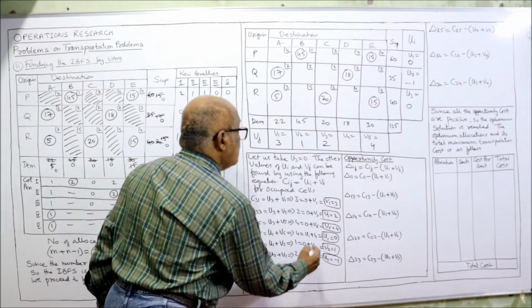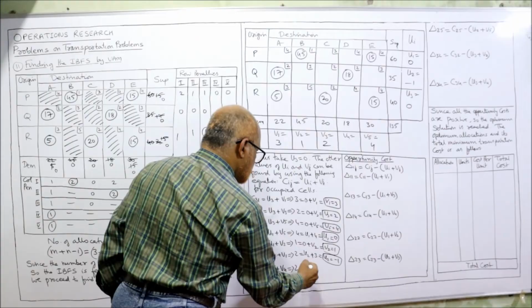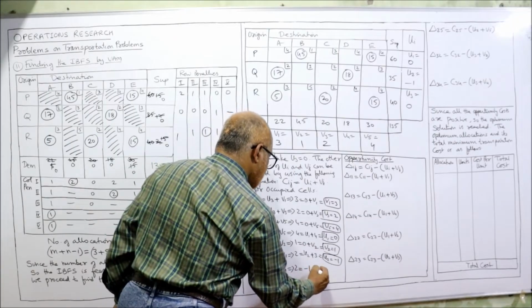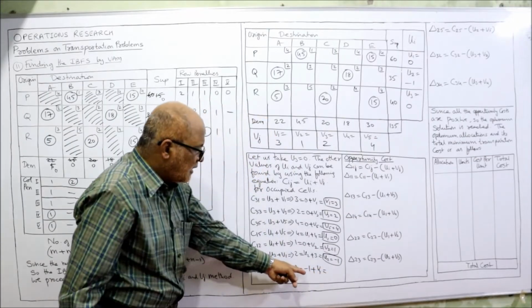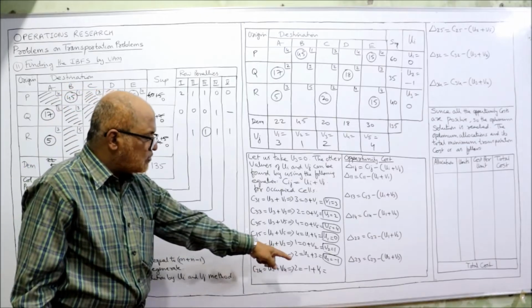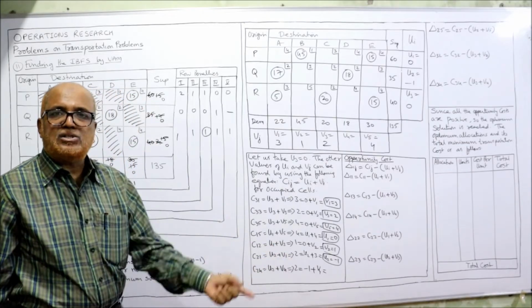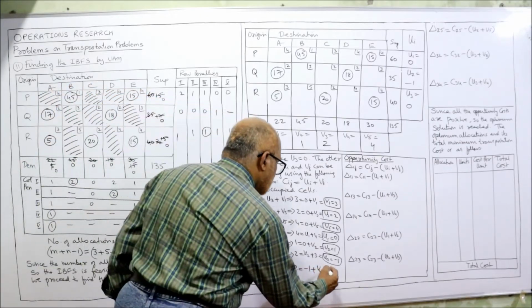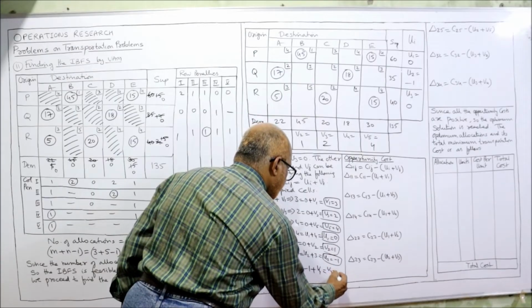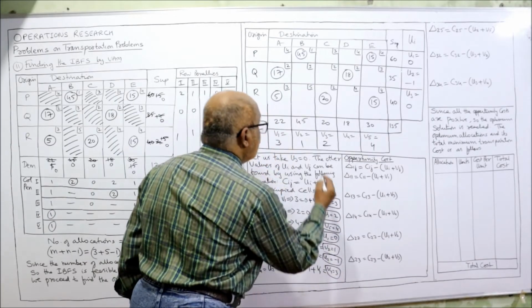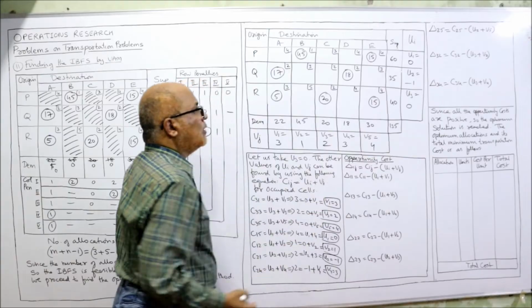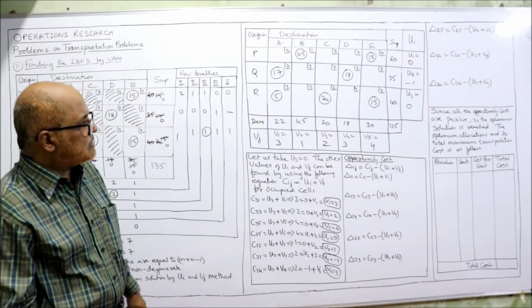2 is equal to U2 plus V4. How much U2 we got? Minus 1. Plus V4. So bring the minus 1 to LHS, so minus 1 will become plus 1. So 2 plus 1 is equal to 3. So V4 is equal to 3. That's all. We got all the values you can see here.